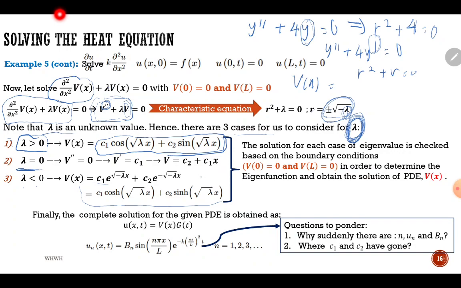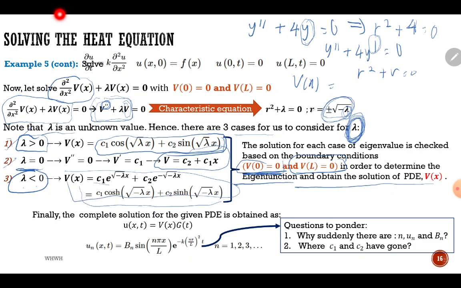Okay. Solution for each case of eigenvalue is checked based on the boundary condition yang kita ada. The initial condition yang ni dan boundary condition yang ni in order to determine the eigenfunction and obtain the solution of Vx. Saya tak pastilah you all faham tak apa yang saya cakap ni, but I'm sure you will understand bila kita expand example 5 very soon here. Okay, so ibarat kata sekarang ni you just faham. Okay, we know that our R is equals to plus minus root of minus lambda, tapi kita tak tahu lambda kita ni apa value dia. Sama ada lambda kita tu katakanlah more than 0, then we will get this is our solution. If our lambda equals to 0, then this is our V. Then if our lambda is less than 0, then this is our V.